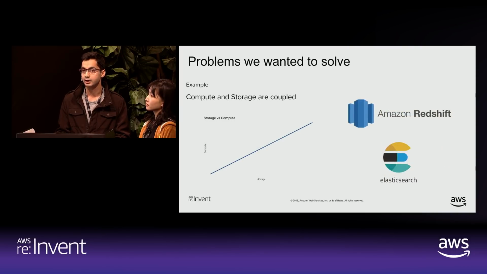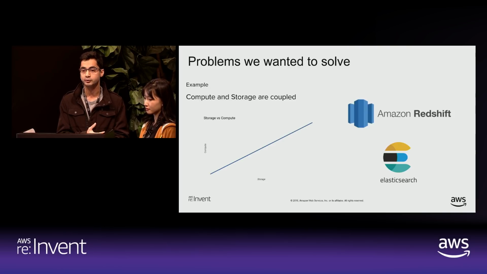Let's take a look at what the problem at its core looks like. The problem at its core, as we analyzed further, is that we were using systems like Redshift and Elasticsearch, which are great up front, but the problem with these systems is that the compute and storage are very closely coupled together.